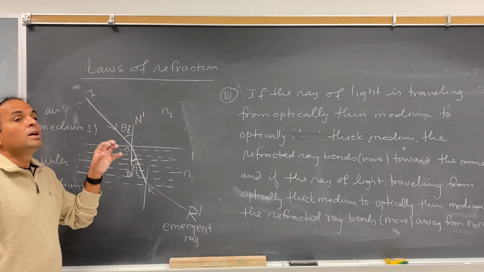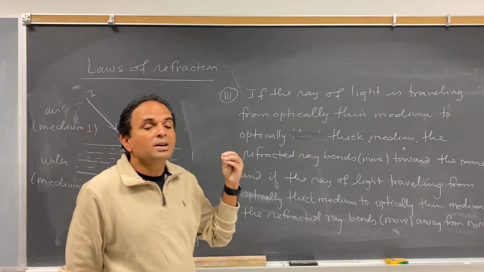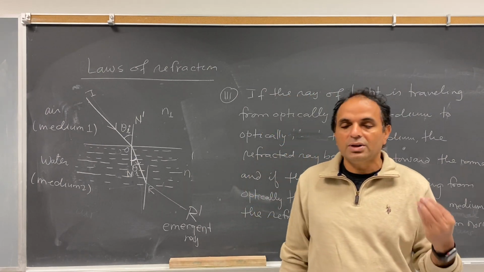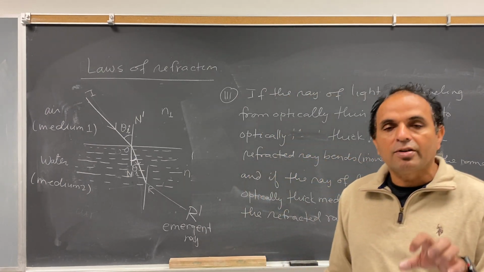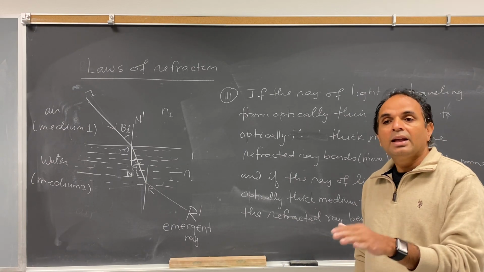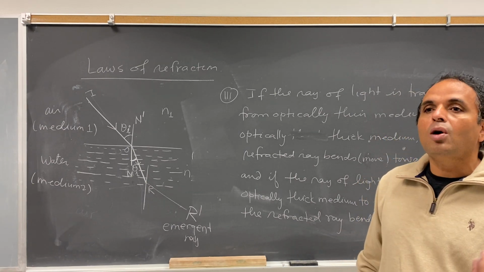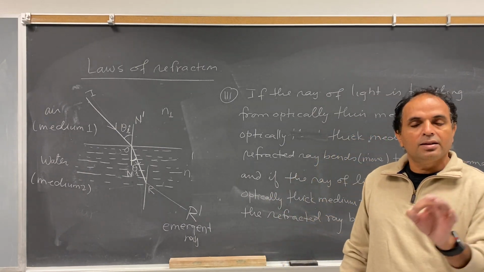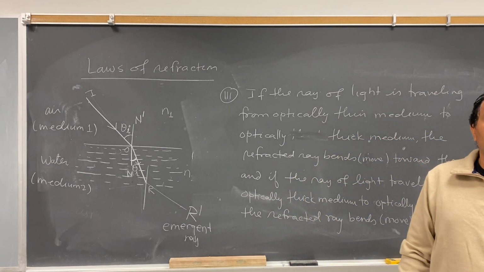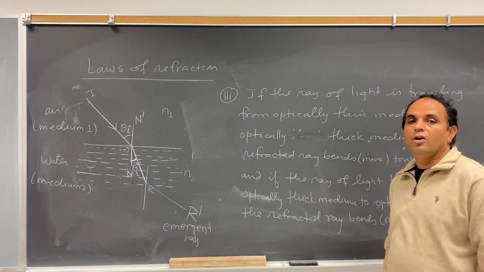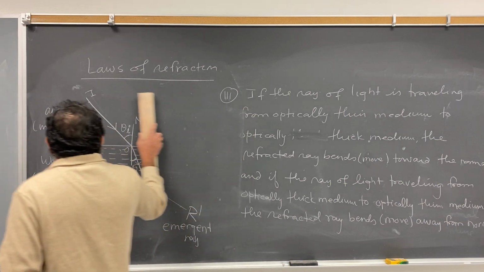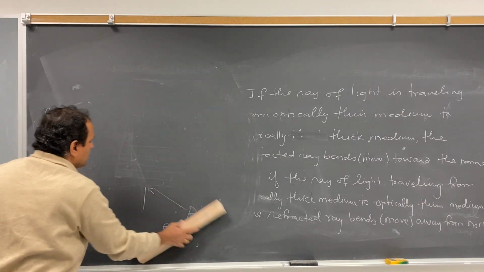Okay. So a ray of light traveling from optically thin medium, also called the rarer medium, to optically thick medium, the refracted ray bends towards the normal. And if the ray of light is traveling from optically thick medium like water to optically thin medium like air, it bends away from the normal. This is the third law of refraction. So this is about the laws of refraction.